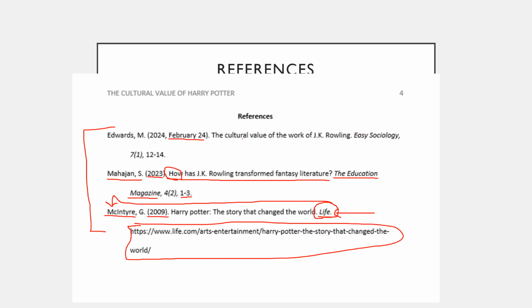Now, I only did a couple of options. I didn't do any of the books. Books are really easy to do. You can find those on OWL Purdue. Let's talk about a couple other nuancy things that tend to pop up.